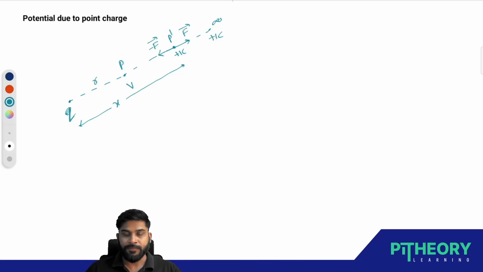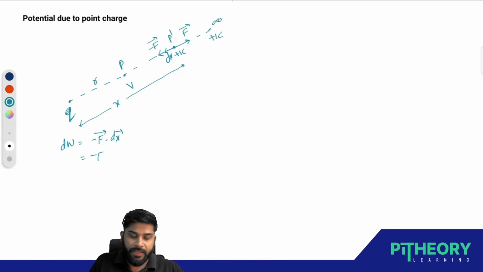All right. So suppose against this repulsion, you are moving this through a small displacement dx. The small amount of work done for that, you can write as minus F dot dx. Or you can write it as minus F dx, correct? Because minus F and dx are in the same direction.